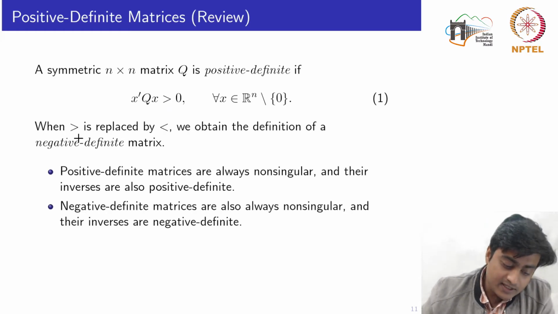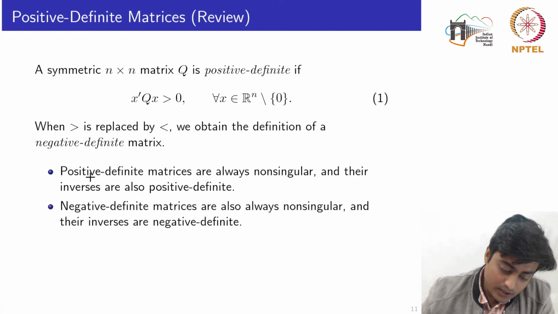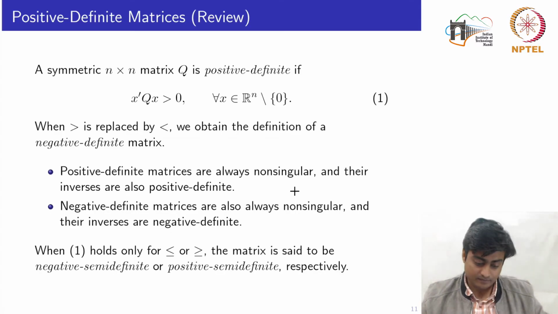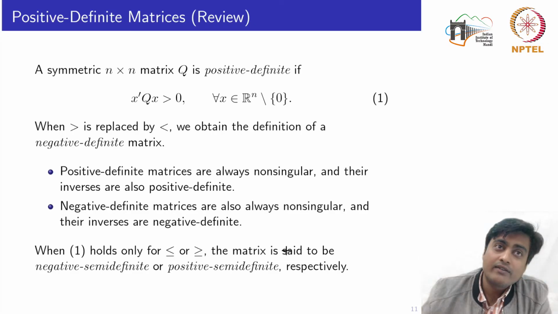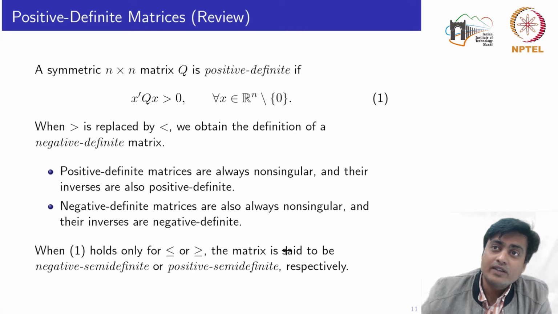So when this greater than sign is replaced by less than sign, we obtain the definition of a negative definite matrix. Both these positive definite matrices and the negative definite matrices are always non-singular matrices, and their inverses are also positive definite and negative definite respectively. Now when this greater than sign changes to either greater than or equal to or less than or equal to, then those matrices are defined as the positive semi-definite or the negative semi-definite, okay?